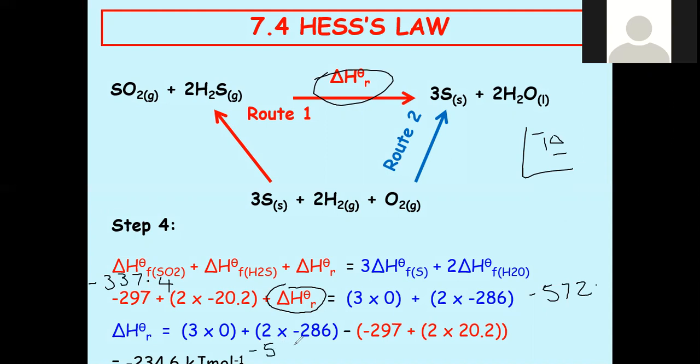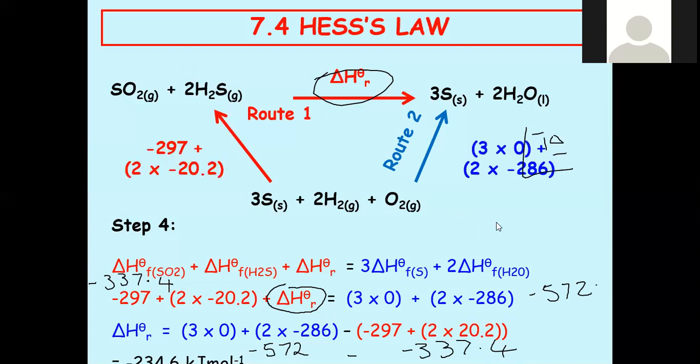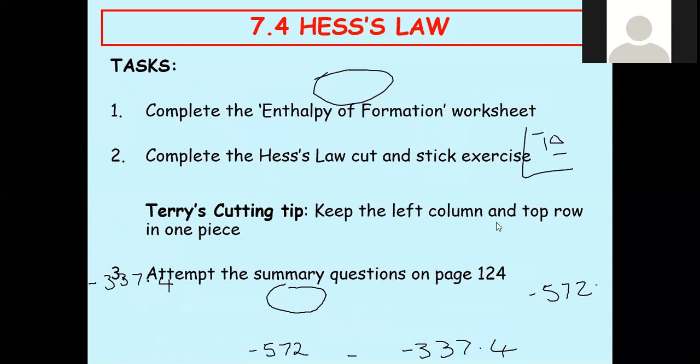So minus 572, take away minus 337.4. I'm going to double check this on the calculator just to make sure. Minus 572 minus minus 337.4. I did not put the right amount of minus symbols in there. That will give us minus 234.6 kilojoules per mole. That is the idea of Hess's law.